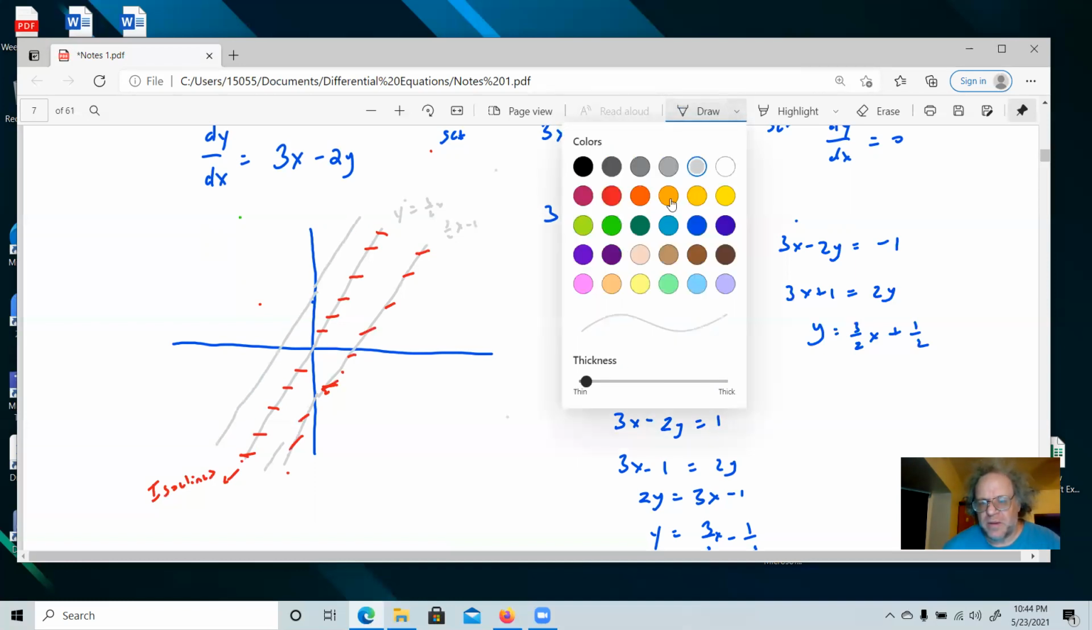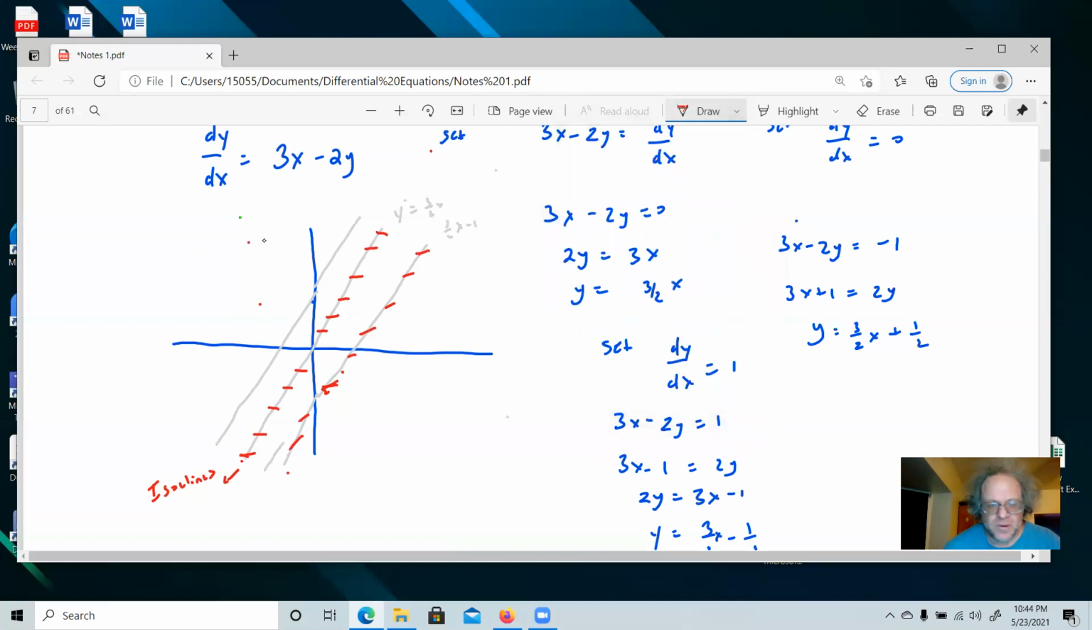And then in red, when I'm drawing my little line segments, we're going to go ahead and draw. I don't want to make them too steep, but these are all supposed to be slopes of -1. And we're going to continue in this way, where the next line down here is going to have a slope of 2, because we're going to set dy by dx equal to 2. And then we're going to set dy by dx equal to -2 up here.